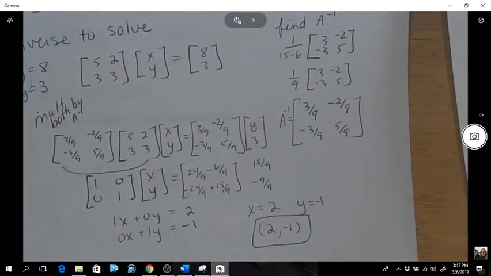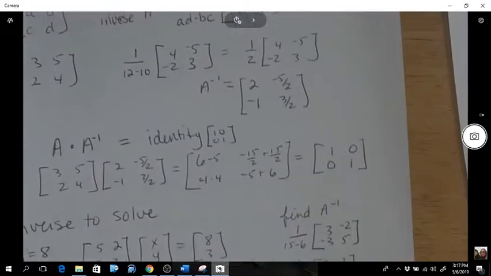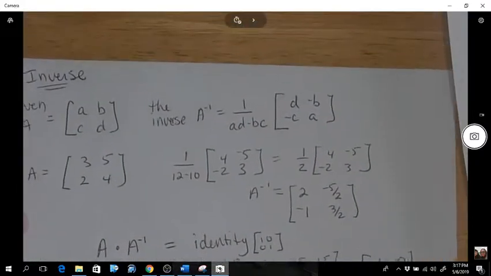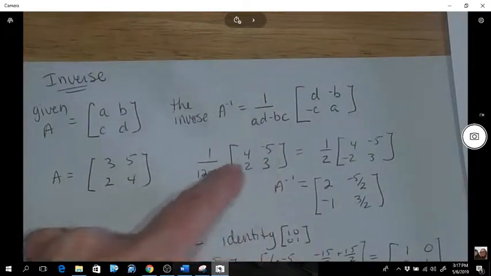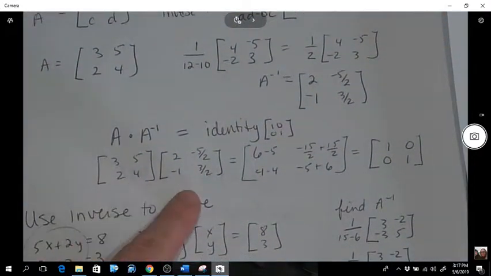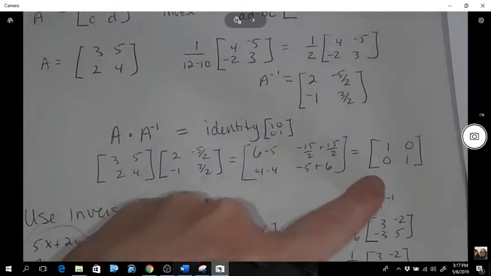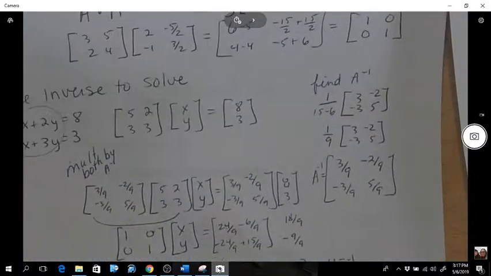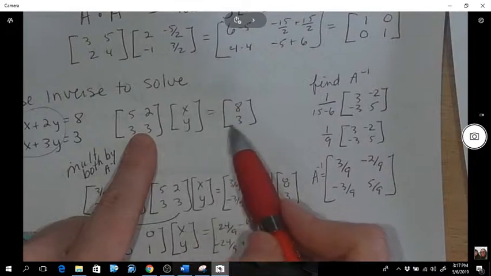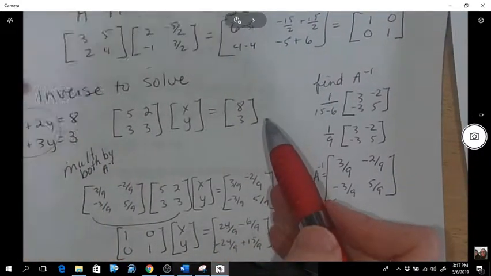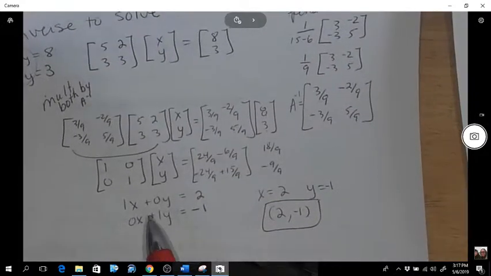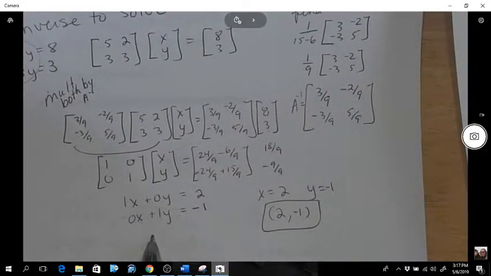So, knowing how to create an inverse is right here. Then understanding that A times its inverse is the identity. Then using it, once you have a system set up like this, you just multiply both sides by the inverse, and it will end up working out like this as the solution. It's the final solution.